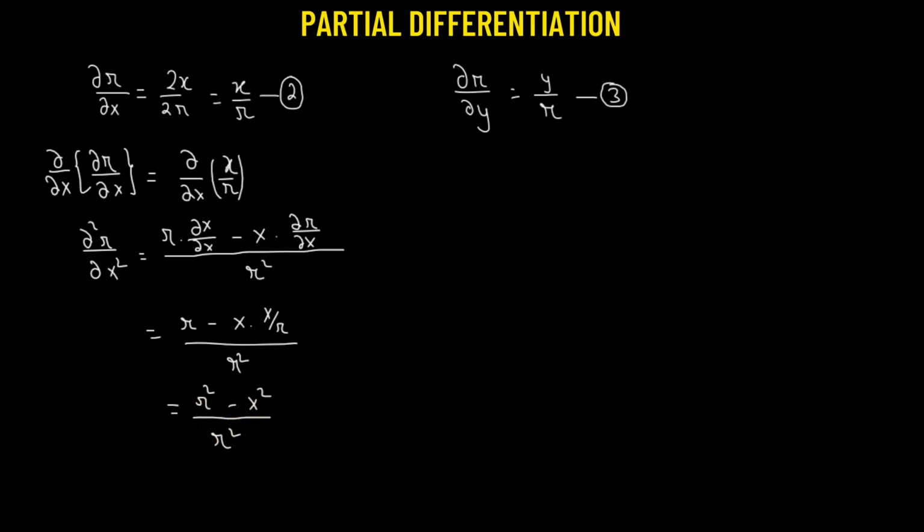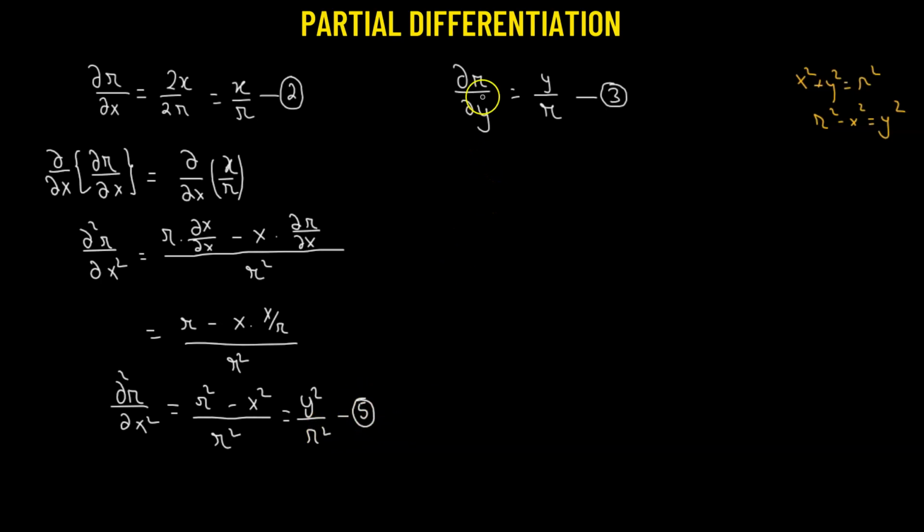Now we have x squared plus y squared equal to r squared. So that means r squared minus x squared will be equal to y squared. So let's write it down. So this second partial derivative of r with respect to x will be equal to y squared divided by r cubed. Right, so we'll label this as number 5.